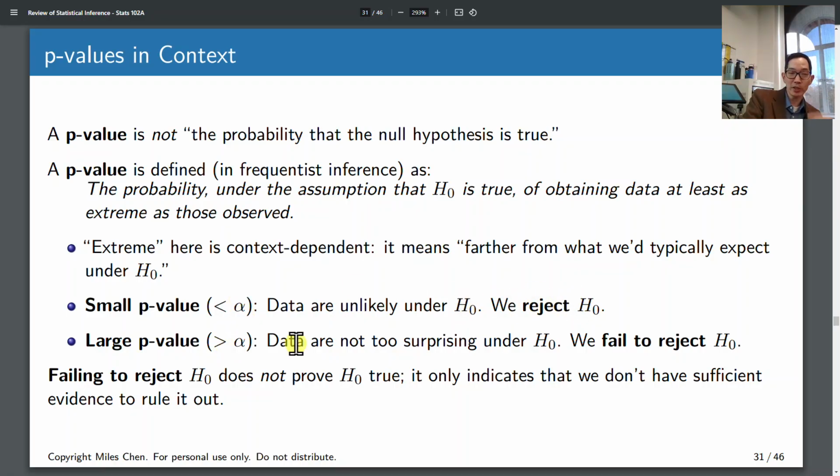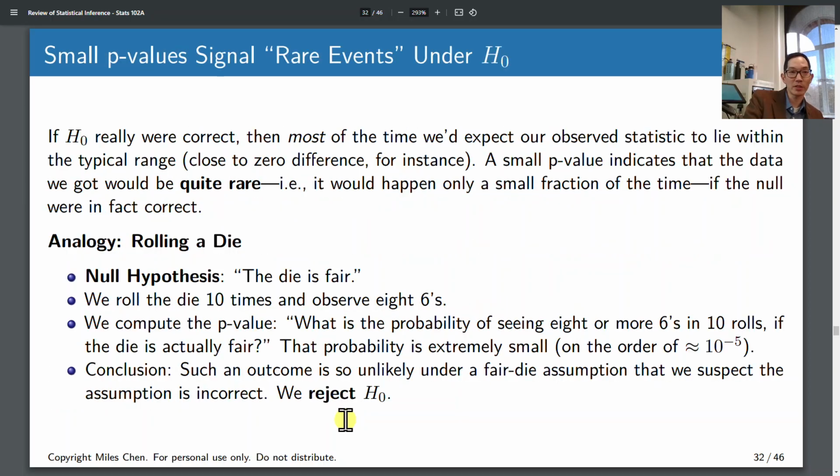Whereas a large p-value means the data that we have isn't too surprising if the null hypothesis were true, and we fail to reject the null hypothesis. Again, failing to reject is not the same thing as accepting the null hypothesis, okay? Failing to reject the null hypothesis doesn't prove the null hypothesis is true. It just means that we don't have enough evidence to rule it out, okay?